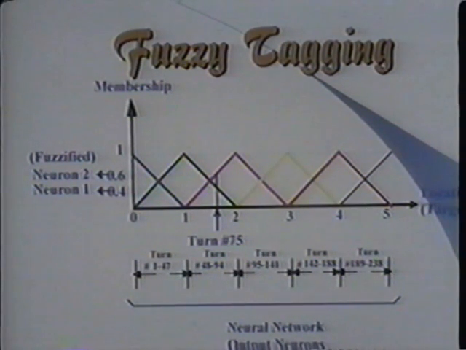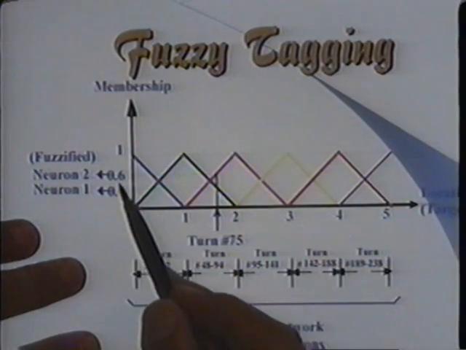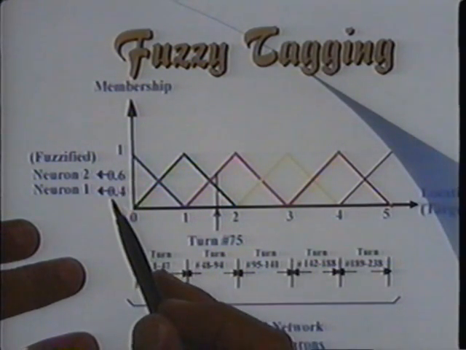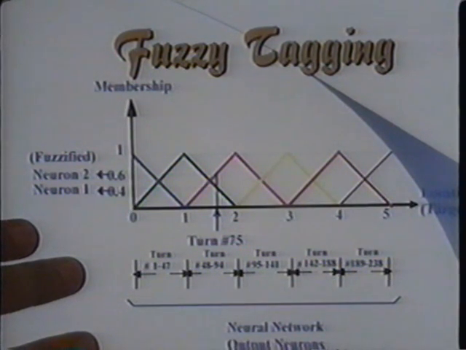So what we are doing is mapping, basically, from the linear scale into the fuzzy scale. So instead of having 238 outputs, now we're having 5. And if I get a result of 0.4 for neuron 1 and 0.6 for neuron 2, that translates into turn 75. In this way, you have reduced the size of the neural network, and you enhance the dynamic range of the neural network.